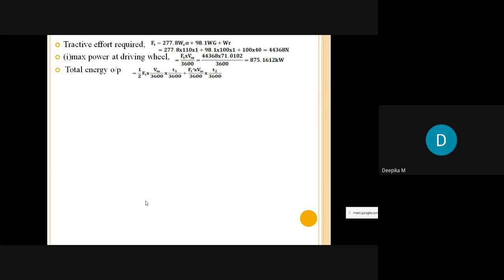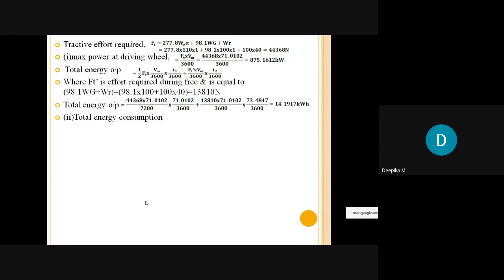Total energy output we have to calculate, which is nothing but the energy during run as well as during coasting also. So hence we have to write this formula. So where Ft dash is nothing but what? It is the tractive effort required during free run, and it is equal to only 98.1 Wg plus Wr. Remember, Ft dash is nothing but the total tractive effort during free run. Hence, we have to take only this term.